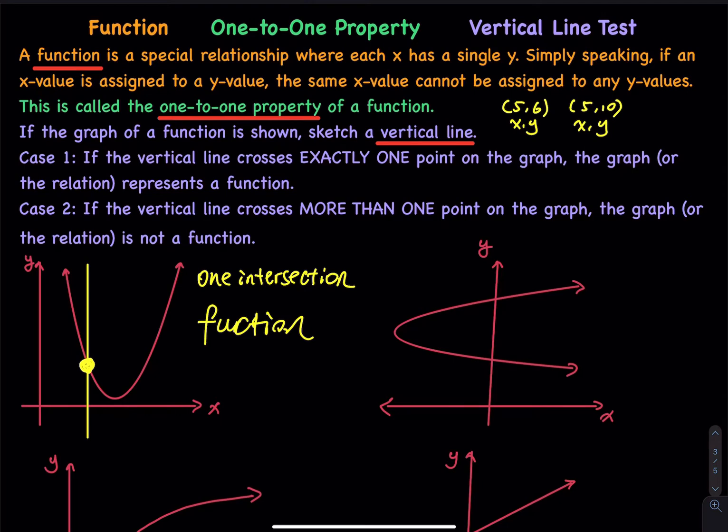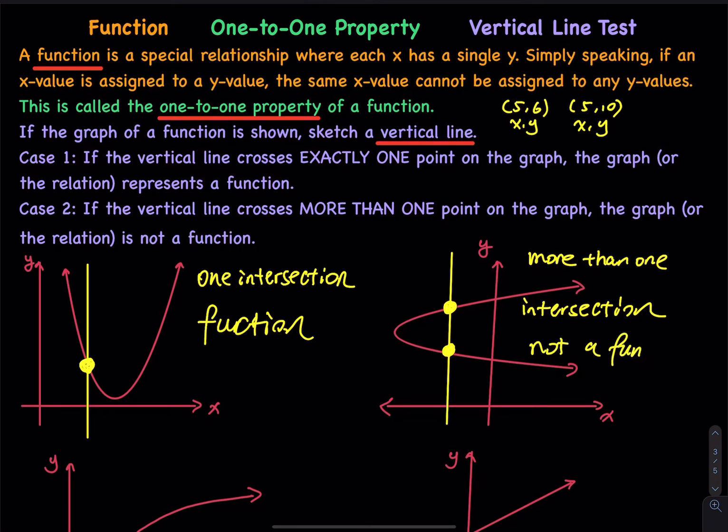And then what about case 2? If the vertical line crosses more than one point, so let's say I draw a line right here, or I draw a line right here, how many intersections do you see? I see one intersection and two intersections. So this is more than one intersection. So that means this is not a function. It is just that simple. You sketch a vertical line. If you see exactly one intersection, then you have a function. Otherwise, you don't have a function.